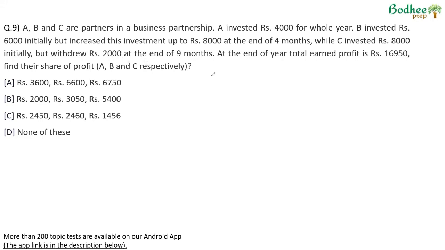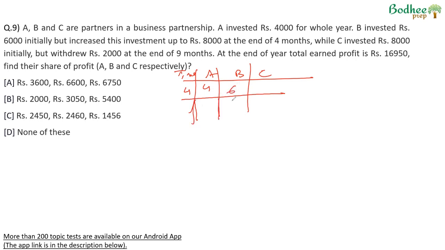Okay. So if you look at A, B, C, all the investment are in thousands. So that ratio can be taken overall. And we look at time. A invested 4,000 for the whole year. So I'm taking investment as 4. B invested in rupees 6,000 initially, but increased investment up to 8,000 at the end of 4 months. So for the first 4 months, B had also invested 6,000 rupees. Beyond this, B went to 8,000 rupees.